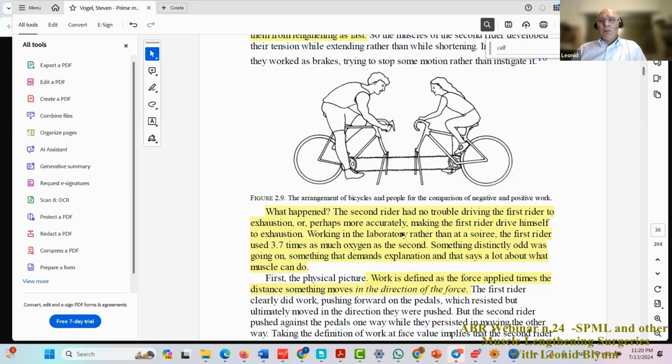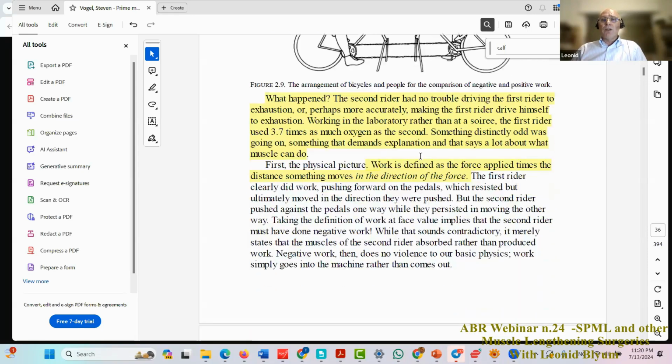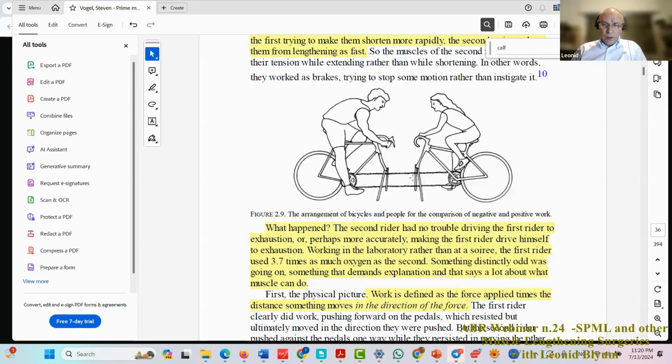Or perhaps more accurately, making the first rider drive himself into exhaustion. So he was working very hard, but she was winning easily. And that brings the conversation about the difference between the positive work and negative work.